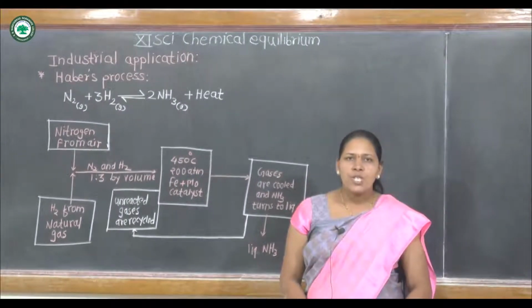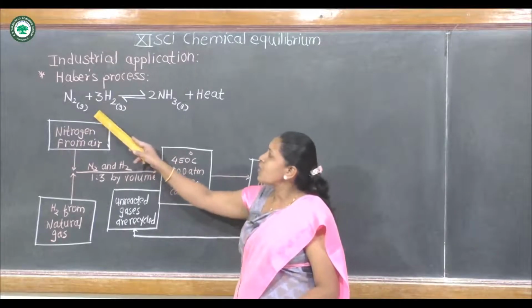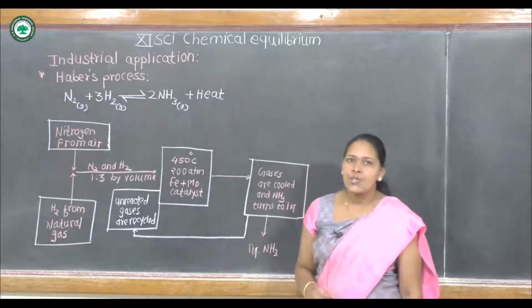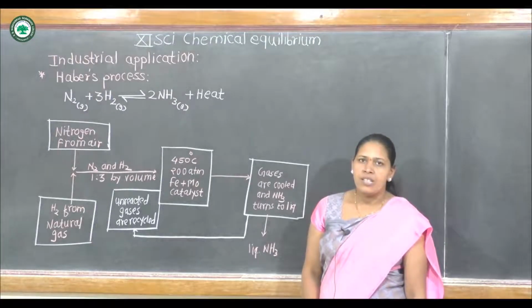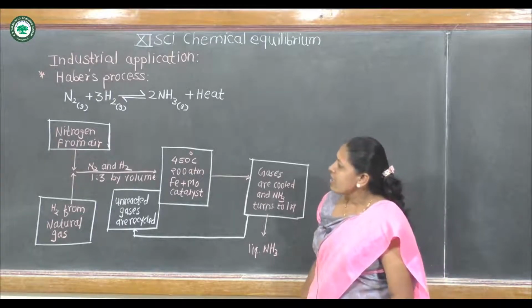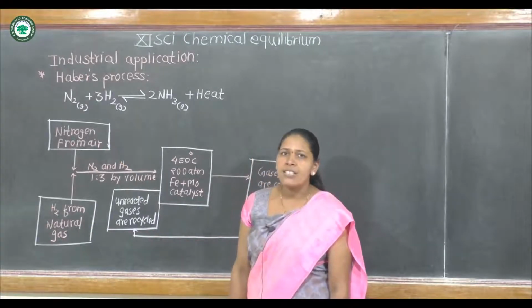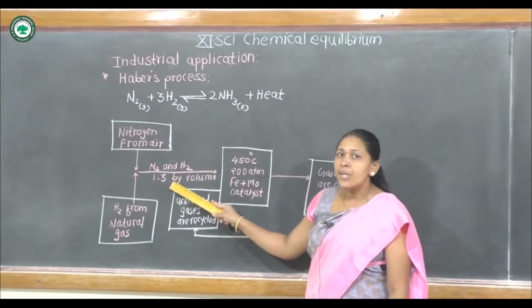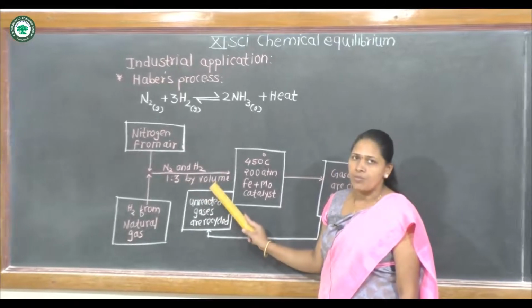It is the process of formation of ammonia by using hydrogen gas and nitrogen gas at a particular stoichiometric ratio by volume at optimum temperature. It is called Haber's process. Reaction: nitrogen from air and hydrogen from natural gas are reacted in a particular stoichiometric ratio. That means 1:3 by volume.